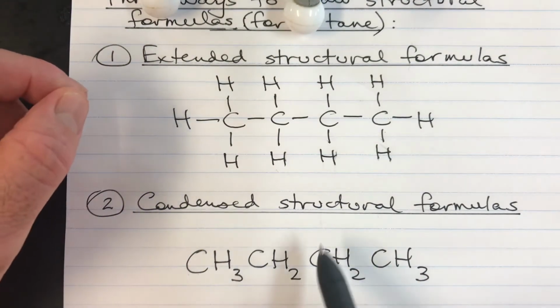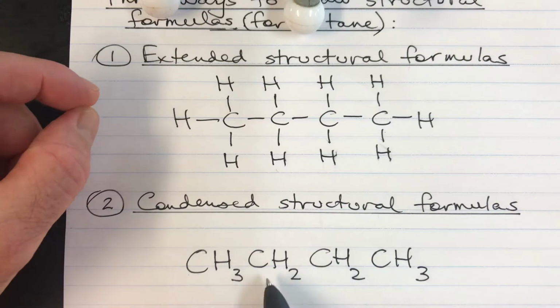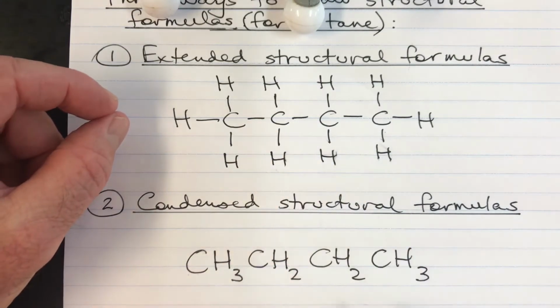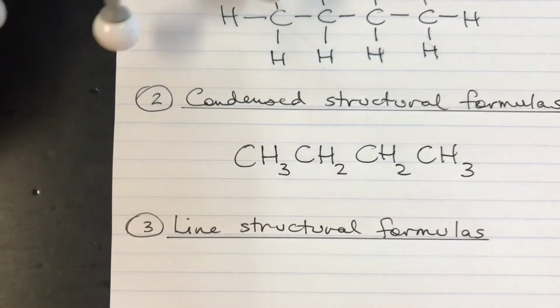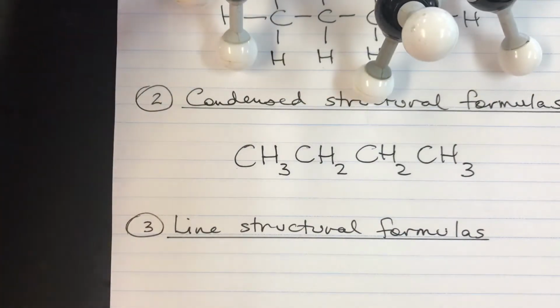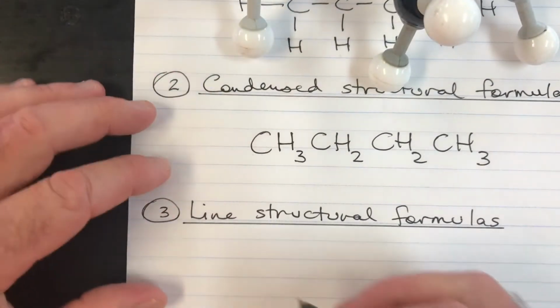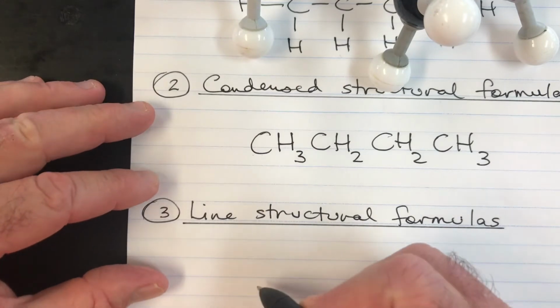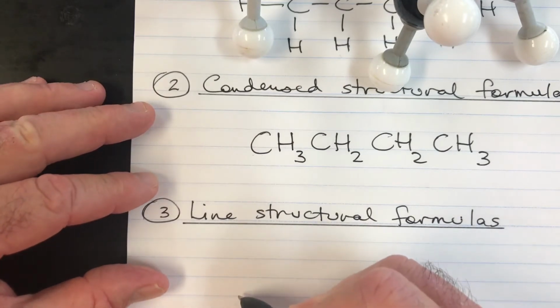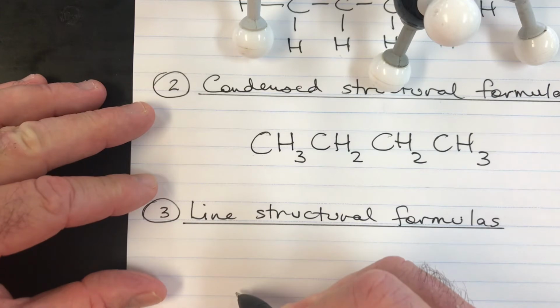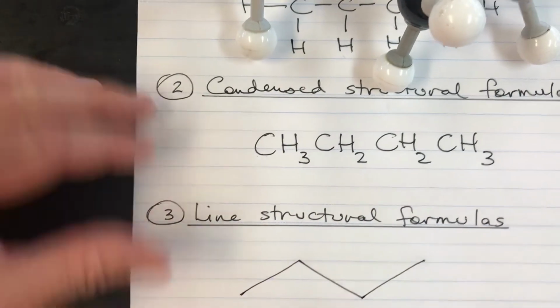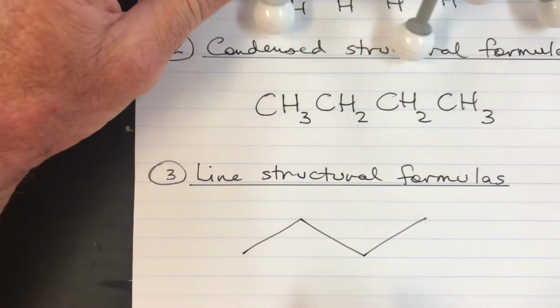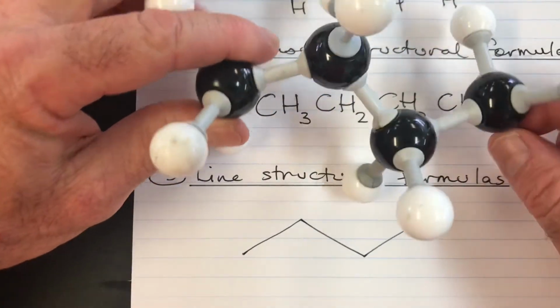The difference is that there's no bond line showing. And the third way is a line structural formula. Just like I showed at the very start, this is how I managed to break my personal best by about 13 seconds. 1, 2, 3, basically like that. That's the line formula for butane.